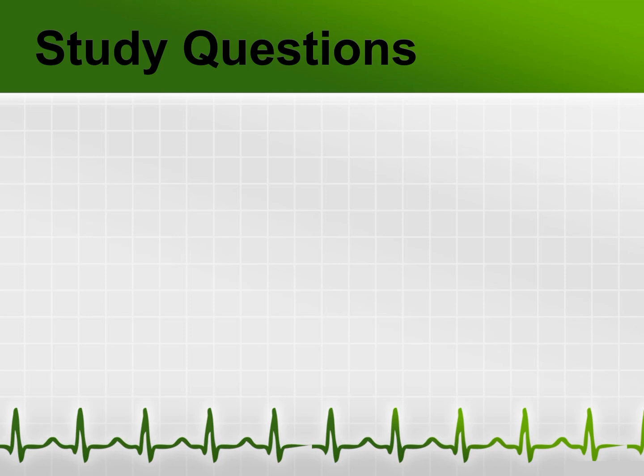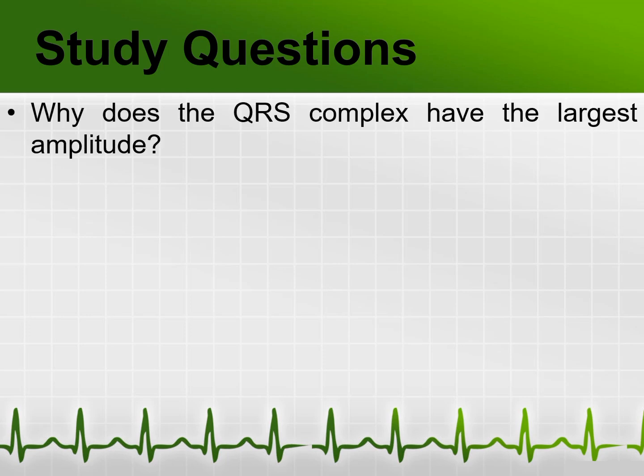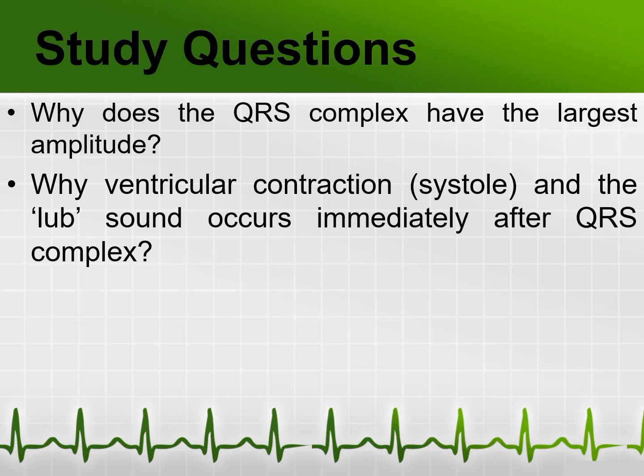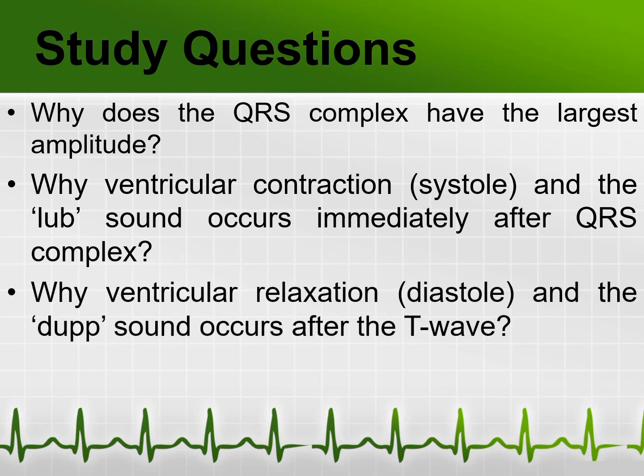Here are your study questions. Why does the QRS complex have the largest amplitude? Why do ventricular contraction or systole and the lub sound occur immediately after the QRS complex, and why do ventricular relaxation or diastole and the dub sound occur after the T wave?